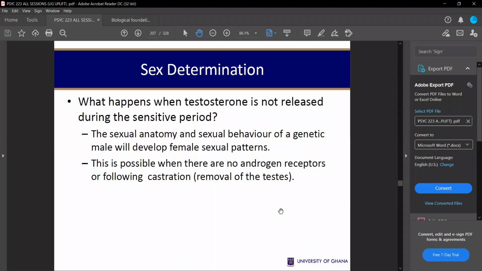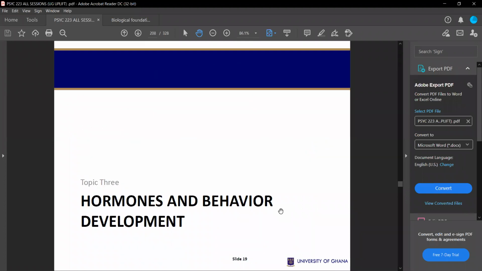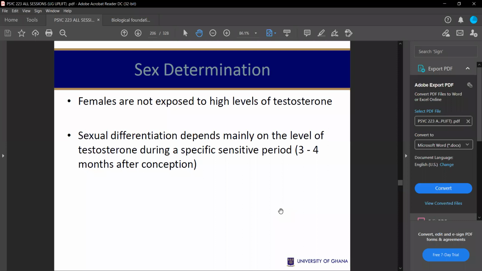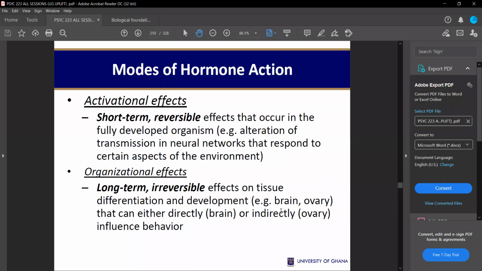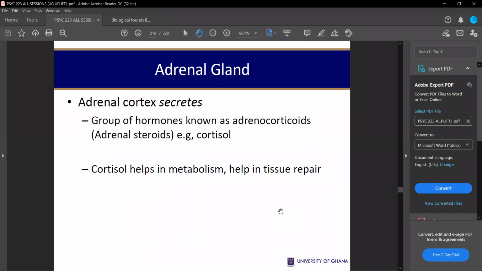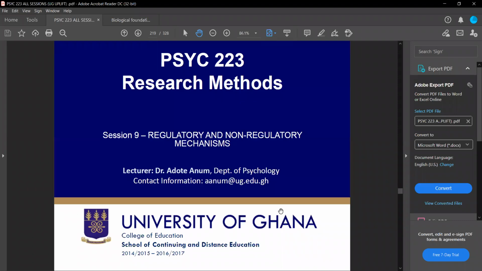Okay, so these are the explanations pertaining to what I gave. All right. All these things, I wouldn't talk about them because they are self-explanatory. You already have them. So the next one I'll be doing is session 9, the regulatory and non-regulatory mechanisms.